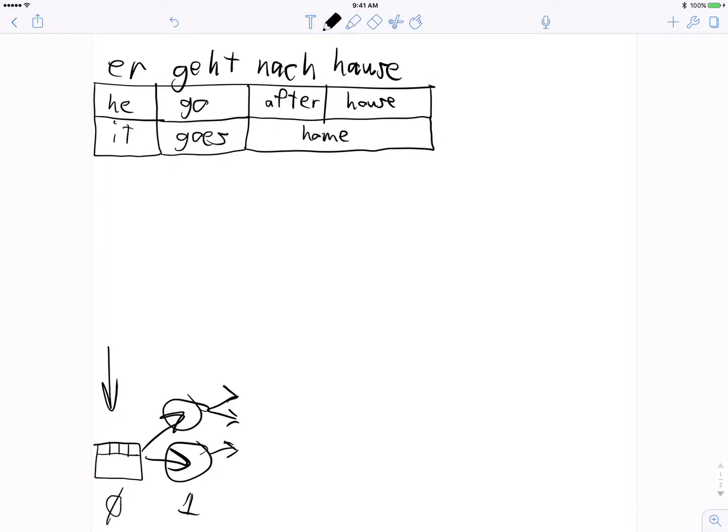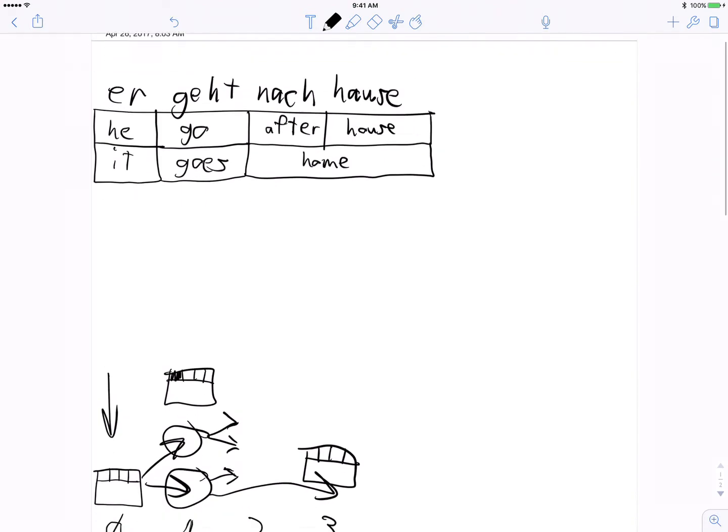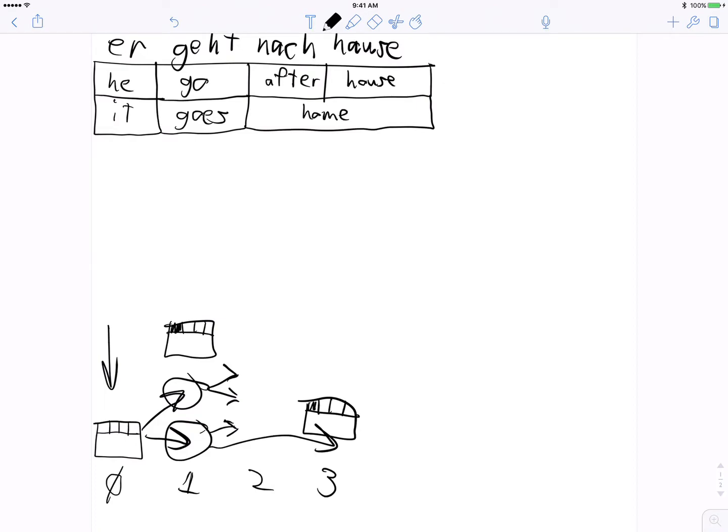It's possible that you can jump ahead so that, in principle, an extension from stack 1 could go all the way to stack 3. Remember, stack numbers just tell us the number of words that have been translated so far. So in stack 0, 0 boxes have been filled in. In stack 1, 1 box will have been filled in. By the time we get to stack 3, 3 boxes will have been filled in.